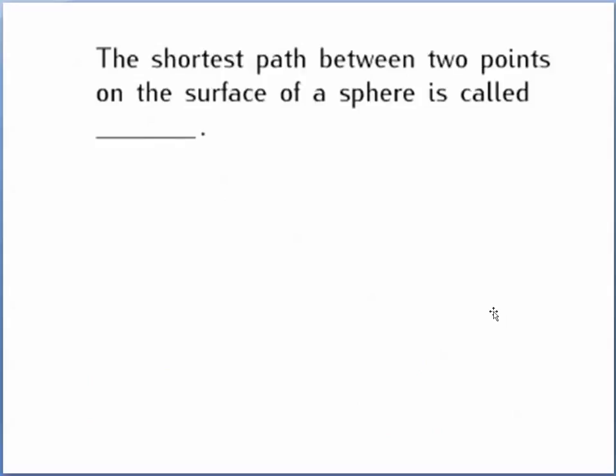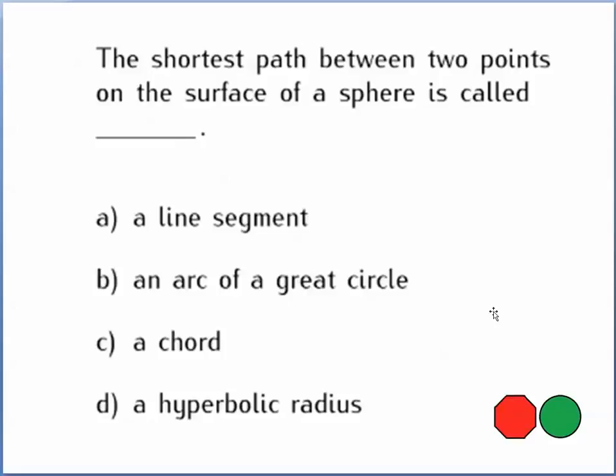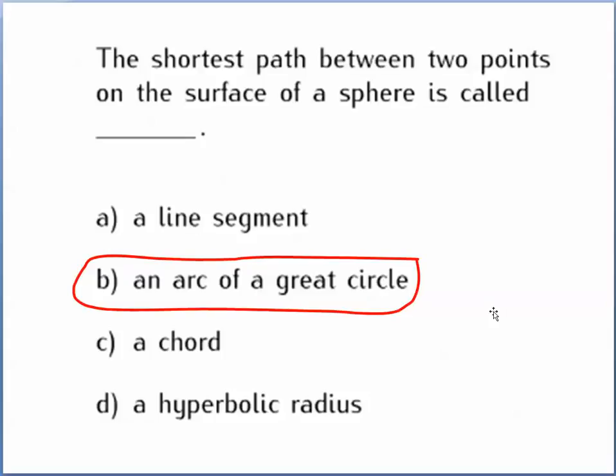coordinate system. The shortest path between 2 points on the surface of a sphere is called an arc of a great circle. The arc of a great circle is as if a plane were passing through 3 points on the sphere, the very center of the sphere and the 2 points on the sphere.